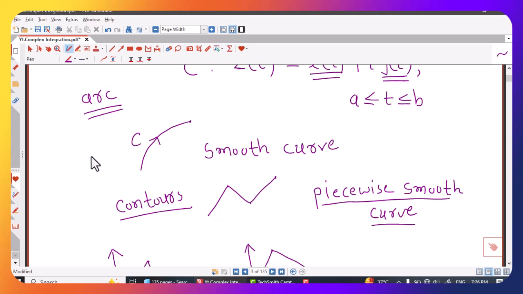Now suppose our curve starts with this point and it ends at this point, then it is known as a closed contour or closed curve. And if our curve is closed and it crosses itself, then this is a closed curve, but it is not a simple closed curve. Simple curve means the curve does not cross itself. If the curve crosses itself, then it is not a simple closed curve.